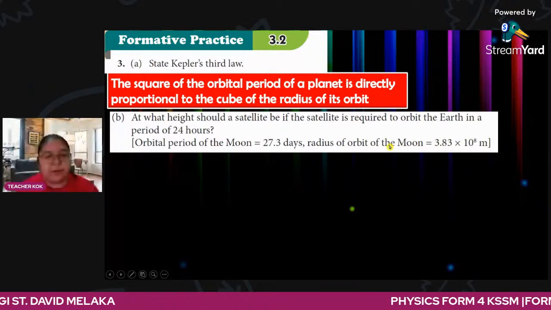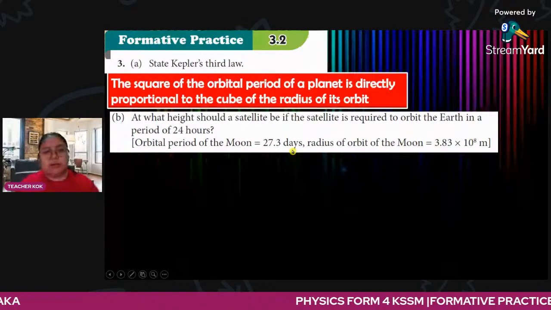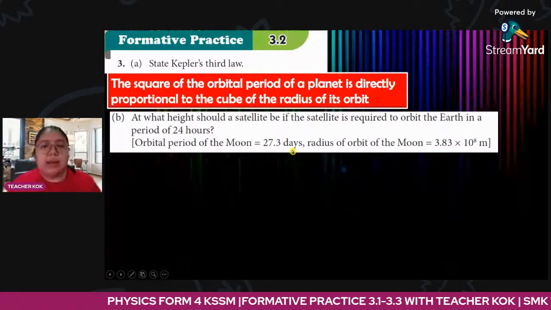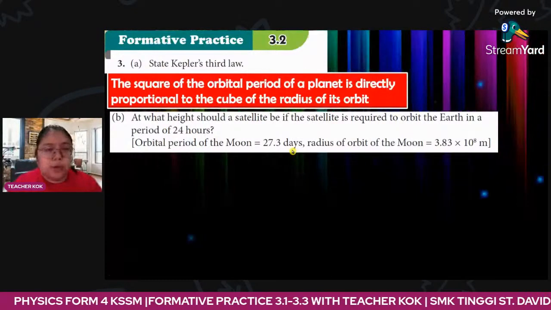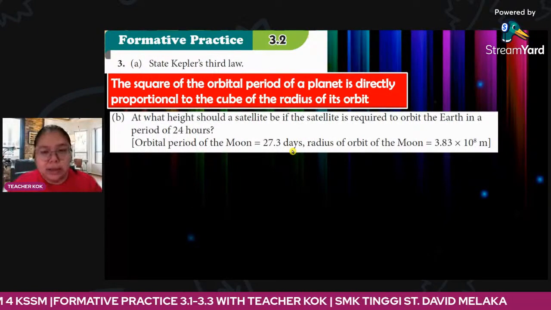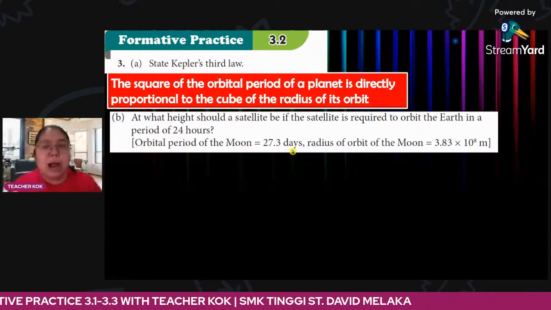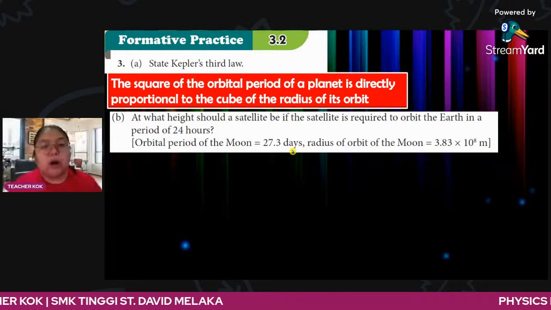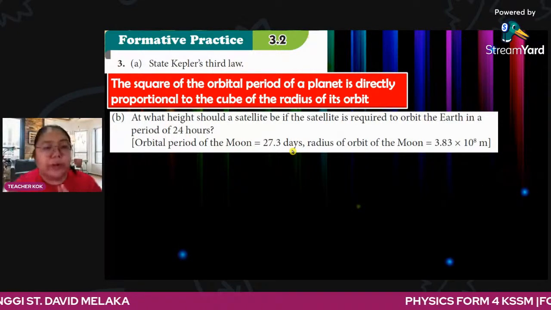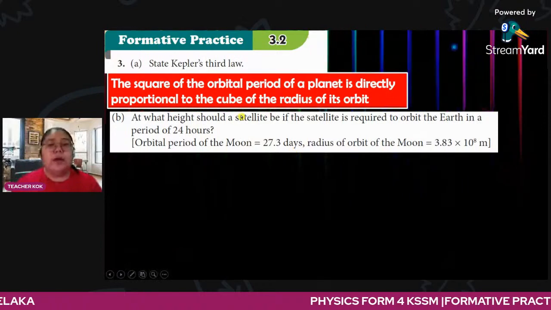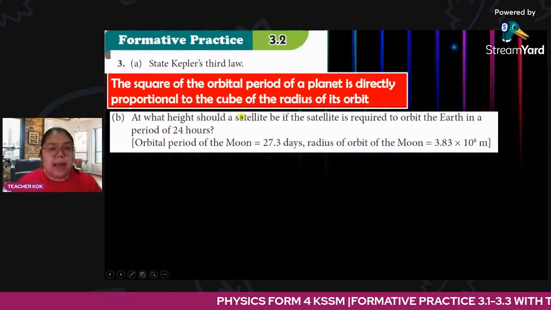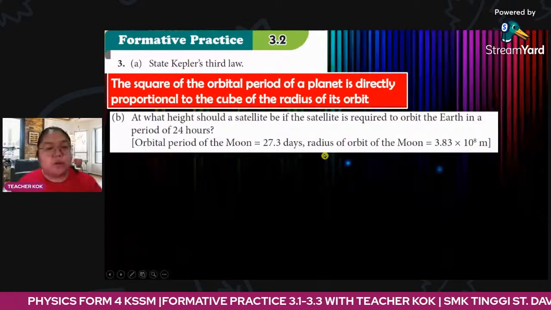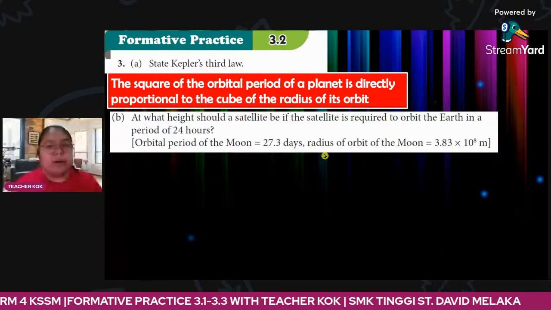So that means now they have two orbiting bodies. One is the Earth, another one is the moon. Now they want to find out what height the satellite requires from the Earth, for a period of 24 hours. Sorry, the Earth is not moving, only the satellite. So from here they want to compare the satellite and also the moon. The Earth is a stationary object. The moon orbits the Earth, the satellite also orbits the Earth.